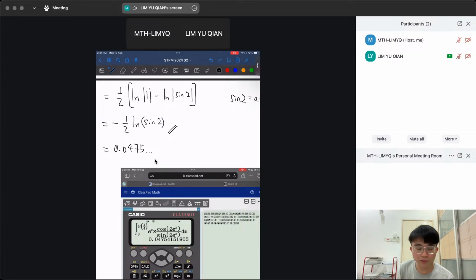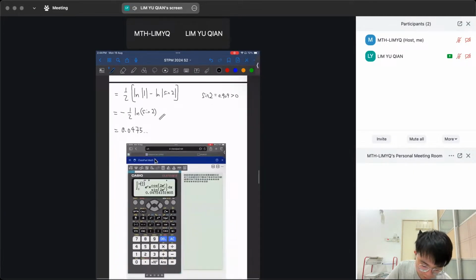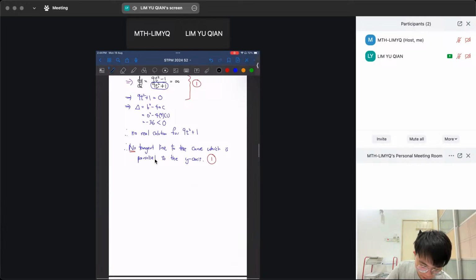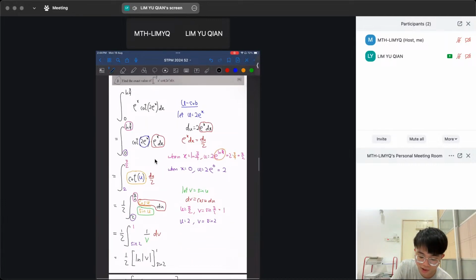Okay, let's continue. Okay, number 3. So let's put the mark allocation. If you can recognize the U substitution and you make something which is similar to substitution, that should be fine. Something which is similar to substitution.